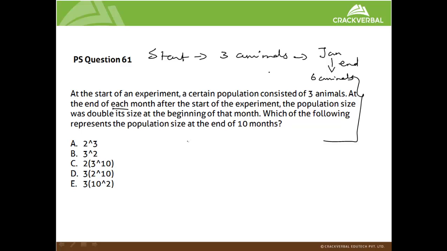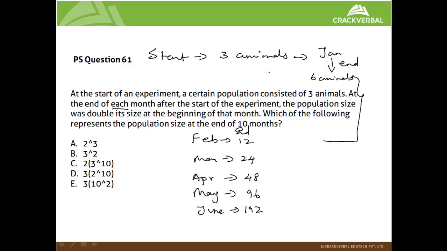It's a pretty simple question. You can try to figure out patterns and arrive at an answer. For example, at the end of January it is 6 animals, so at the beginning of February it would be 6, and at the end of February it would be double, so 12 animals. March, double of it, becomes 24. April beginning it will be 24, at the end doubled, that means 48. Likewise May is double of 48, which is 96. Then June is double of this, which is 192, and July double of this becomes 384, and it keeps going. We have to figure out till October.